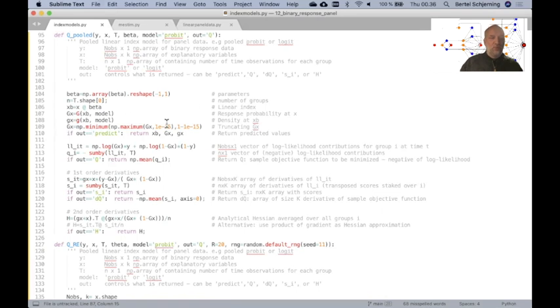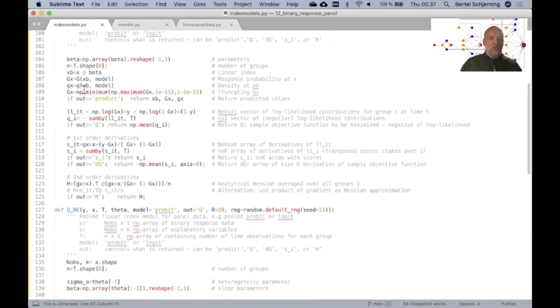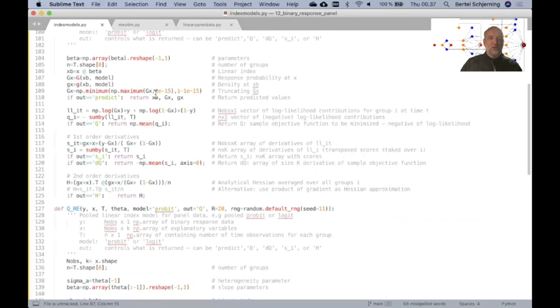So we've seen that before. Okay, so what has changed? Pretty much nothing. It's really the same as before. We calculate the x beta. We calculate the response probability at x given the parameters, and also the density we need for the derivatives. And for partial effects, we do this little truncation to not have problems with underflow when we take the log of the probability. We calculate the log likelihood.